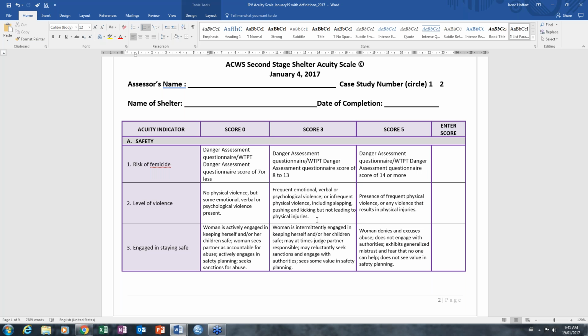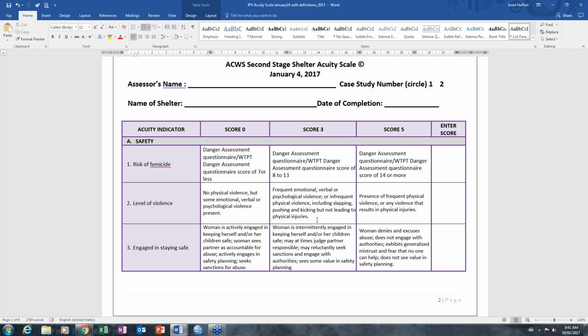Okay. Engaged in staying safe. So here we're talking about a woman's willingness, I guess, or being in a place where she's ready to really work to keep herself safe and her children safe. And this might be a kind of clinical perspective that might be important to understand. But the score of 0, which means no complexity here, she is actively engaged in keeping herself or her children safe.